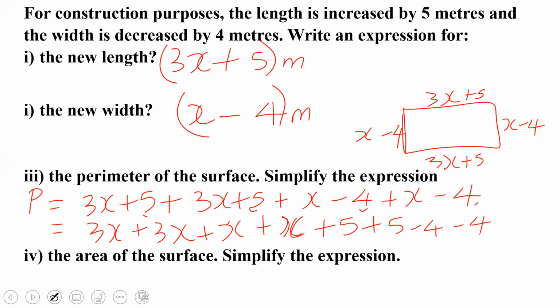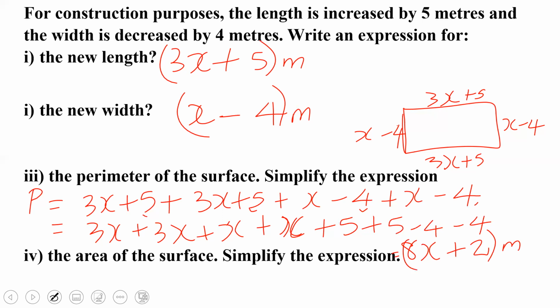All right, so you can always go ahead and simplify, even if the question doesn't require you to simplify. If you simplify, you will not lose any marks. So praise the Lord. All right, so now we have our final answer to be 8x plus 2. All right, and that's in meters. Good. And for the area of the surface, I'm wondering if I want to leave this part for your homework.